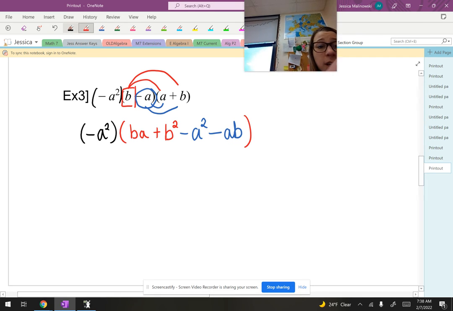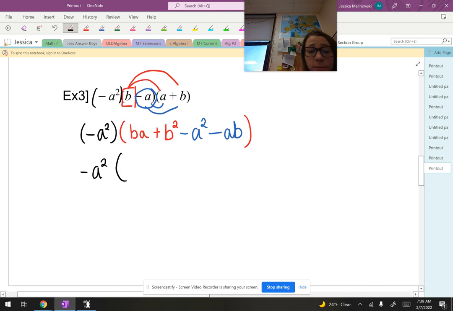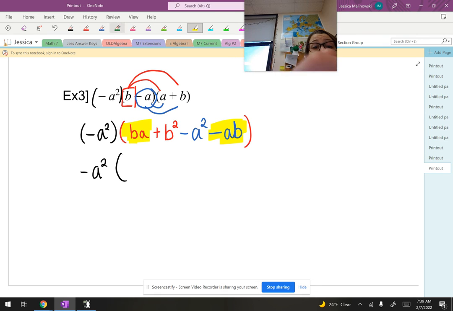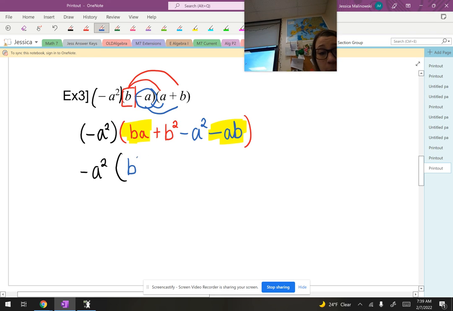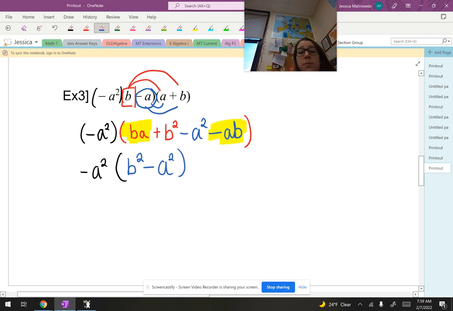We can check to see if there's any like terms to simplify here, which there definitely is going to be. I have, remember, this positive 1AB and a minus AB. So that's actually going to cancel out really nicely for me and leave me with just B squared minus A squared inside my parentheses.